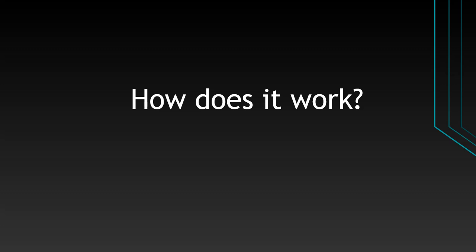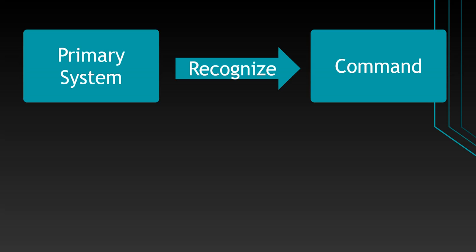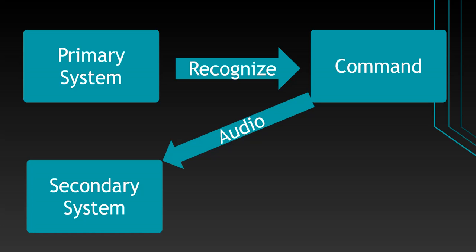Now, how does it work? How can you speak multiple languages while still keeping your primary command language in English? Well, first, the primary system will recognize a command. If that command contains a text block that needs to be translated, it will take the audio of that text block and send it to a secondary system.